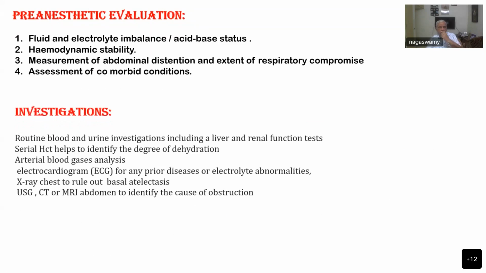Routine blood and urine investigations, including liver and renal functions. Serial hematocrit. This is a very important investigation which will help to identify the degree of dehydration. So initially, before you start your rehydration or fluid therapy, this hematocrit will be very, very high. It may be 55, 60, 65 also, because the fluid is lost.